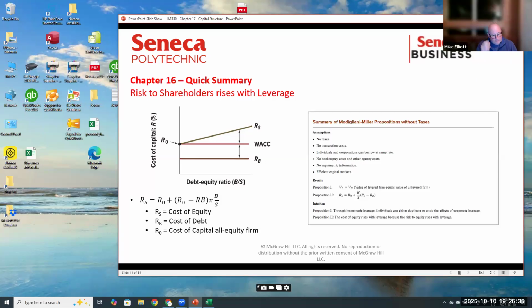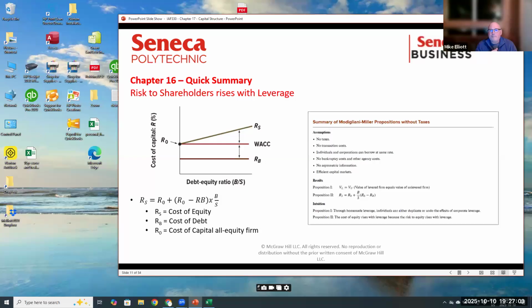We have some assumptions here. No taxes is a big one. No transaction costs is another one. Individuals and corporates can borrow at the same rate. There's no bankruptcy costs, there's no asymmetric information, and there's efficient capital markets. And in chapter 17, I'm going to blow all of those out of the water. But we need to understand what we're blowing out of the water before we start shooting it.